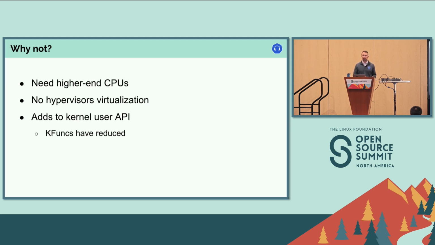And finally, another reason not to do it is that it adds to the user API. At least the perf subsystem, I believe, has some stability guarantees. We'll need to continue maintaining it. Luckily, kfuncs in eBPF are a type of functions that you can add that are not subject to the stability guarantees. So at least there we have some relief.